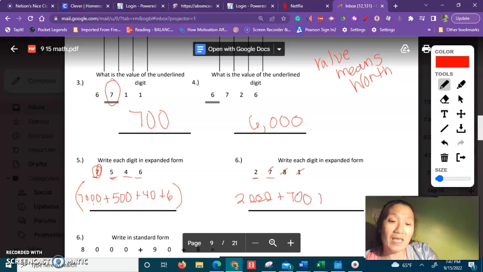Okay? So the 8 here, since we're looking at the 8, this 8 has 1 place value behind it. So that 8 is in the tens place, so I know it's worth 80, and that 1 is in the ones place, it's worth 1. So I have 2,781. That's what I have.